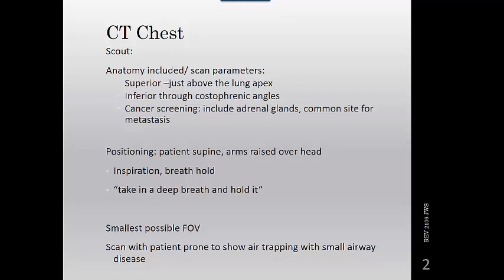You need to use the smallest field of view possible. An alternative positioning of the patient is prone, and this will show air trapping when the patient has small airway disease, such as emphysema, which we'll talk about in a bit.